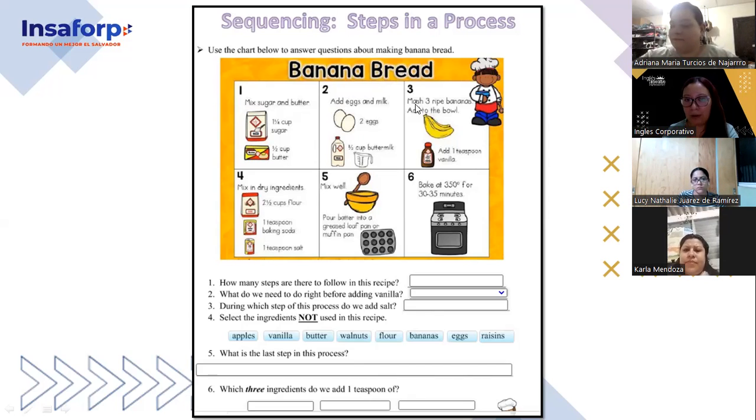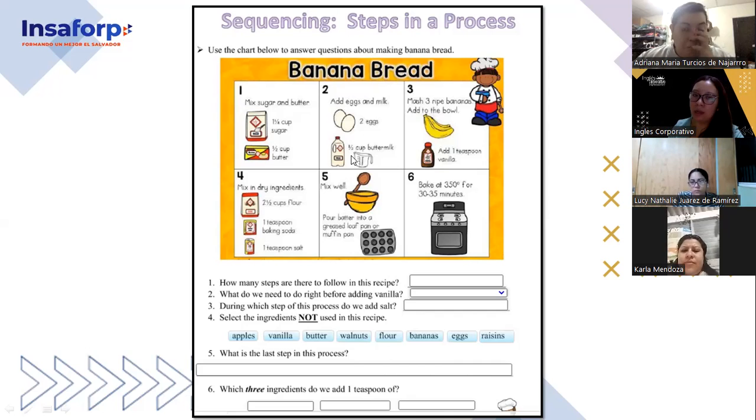Then, vocabulary for verbs, verbos de acción. Mash, destripar. Ripe bananas, maduras. Ripe quiere decir maduro, okay? So mash three ripe bananas es como deshaga tres bananas que están ya maduras, right?